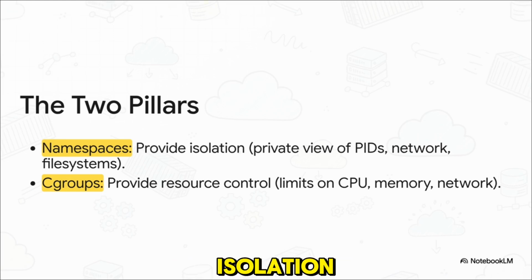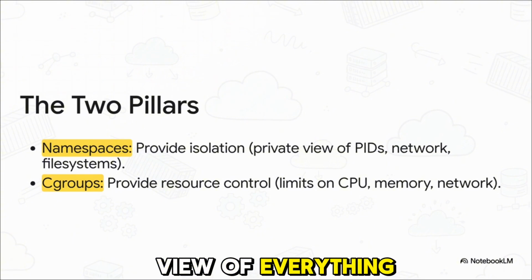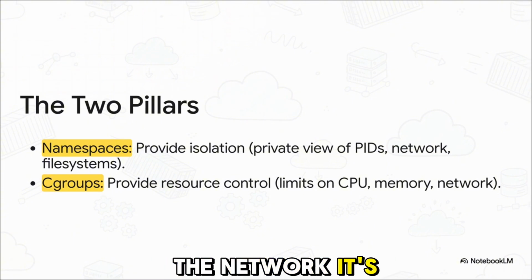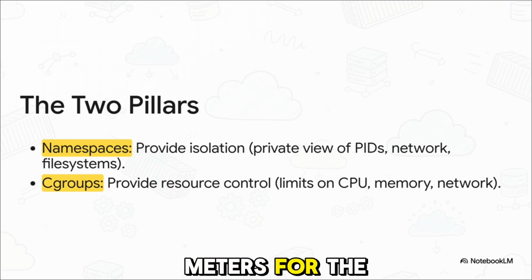They provide the isolation. Inside its namespace, the process has its own private view of everything. It can't see any other processes running on the machine or mess with the network. It's totally walled off. Then you've got cgroups, or control groups. Think of these as the utility meters for the office. They set the resource limits. You can tell the process, hey, you're only allowed to use this much CPU and this much memory. Together, these two things create this perfect, secure, efficient little workspace for our app.